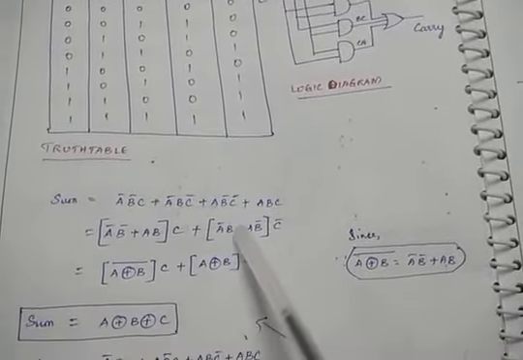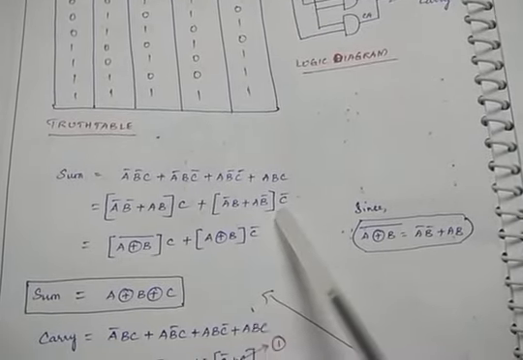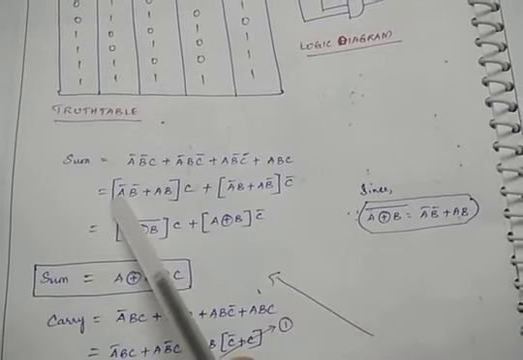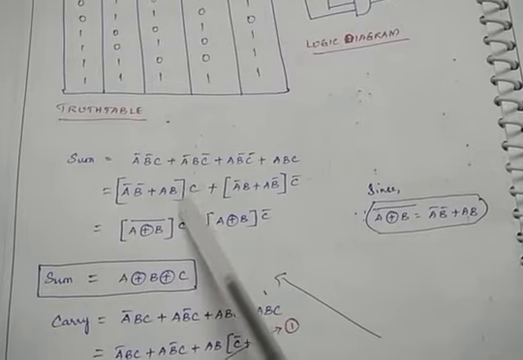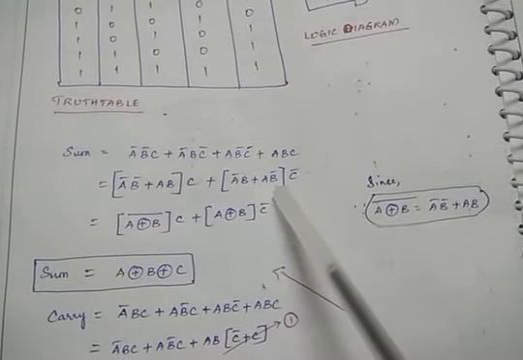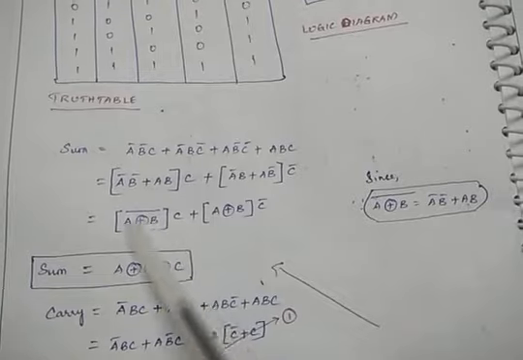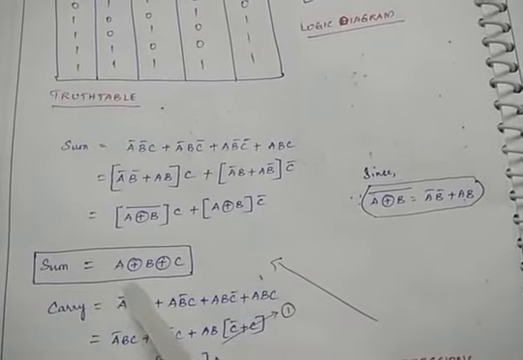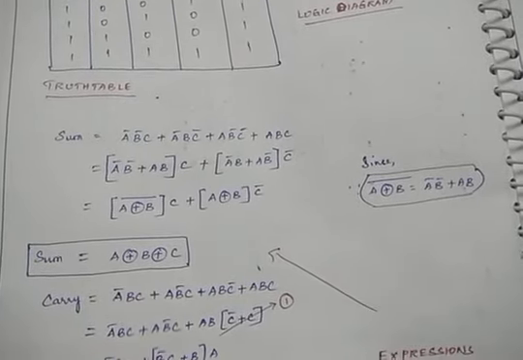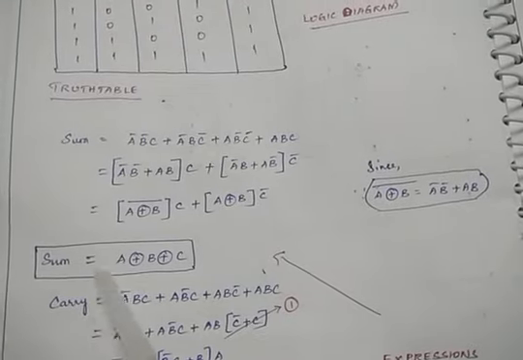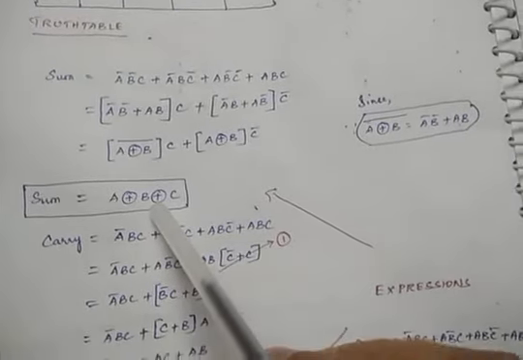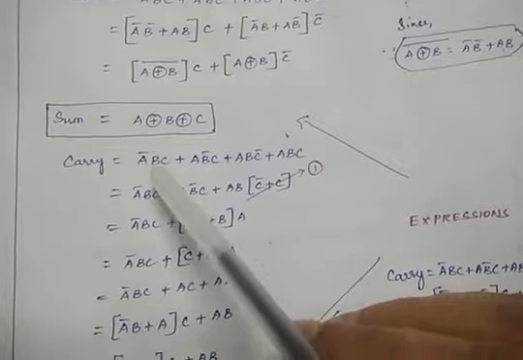Try to simplify this. See, I simplified this one. So I got A bar, B bar plus AB into C plus A bar, B plus AB bar into C bar. So finally this can be written as A exclusive-OR B exclusive-OR C. So this is the sum. And we'll see the carry.